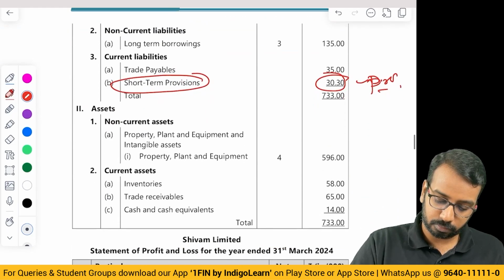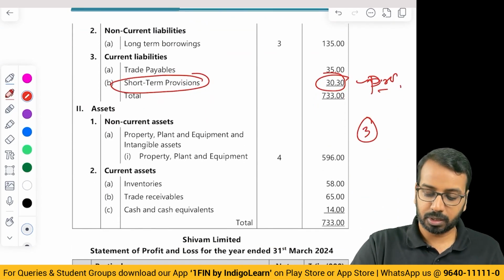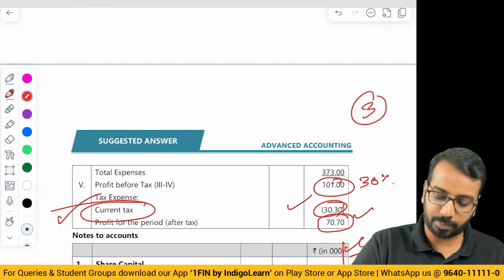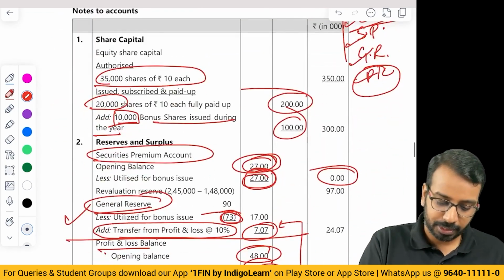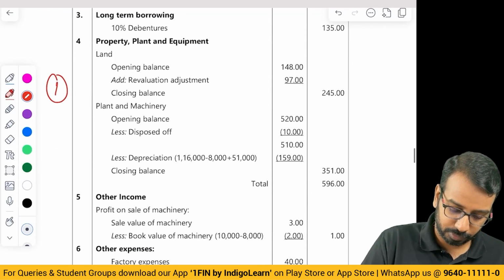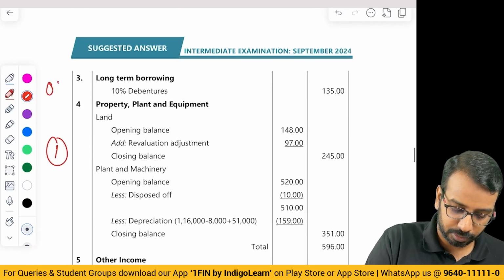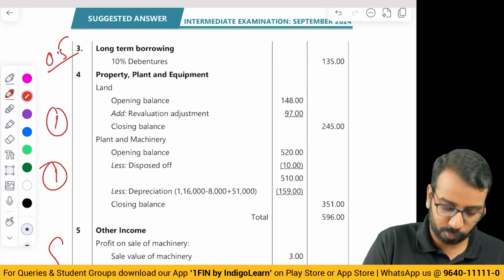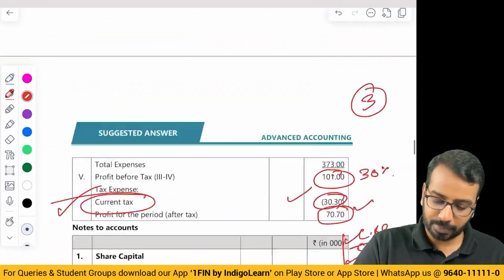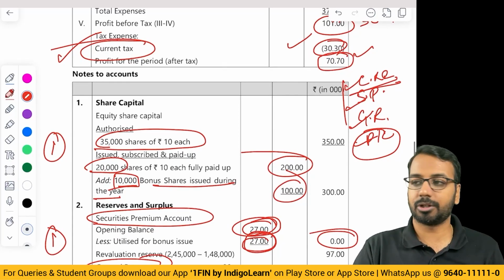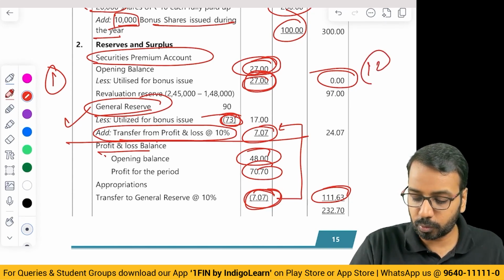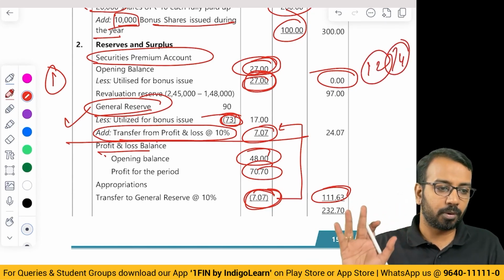1, 2, 3, 4, 5, 6, 7, 8. So this will be about 3 to 4 marks. P&L, this will be 3 marks. So 4 plus 3, 7. This will be 1 mark. 8, 9, 10, 11, and a half. Here maybe 1 more mark. 12, maybe 1 mark extra here and there for some other calculation. So if you are able to do this in the examination as it is, you will be able to score 12 to 14 marks easily without any problem, without any challenge.